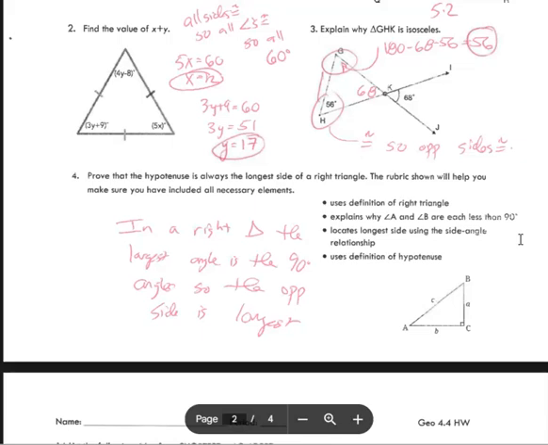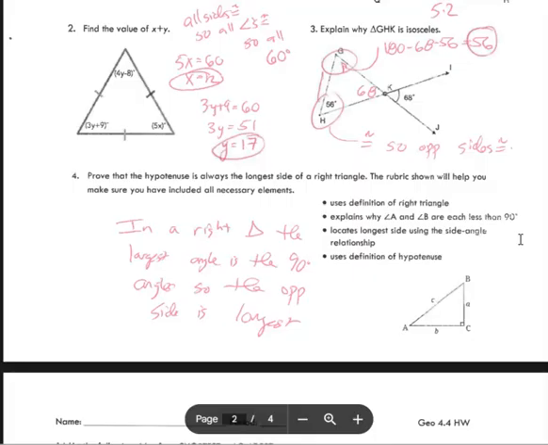It says, use the definition of a right triangle. I would say, by definition of right triangle, you will have a triangle with one right angle. Explain why A and B are less than 90 degrees. Well, if you have 90 degrees taken, the other two angles will add to be 90. So neither one of them can be 90. They have to be less than 90.